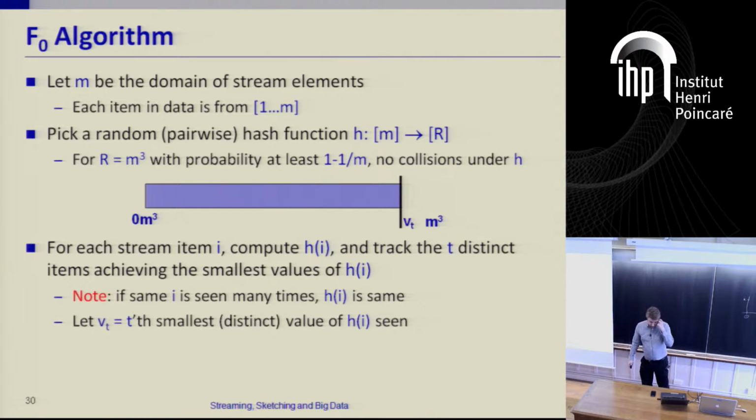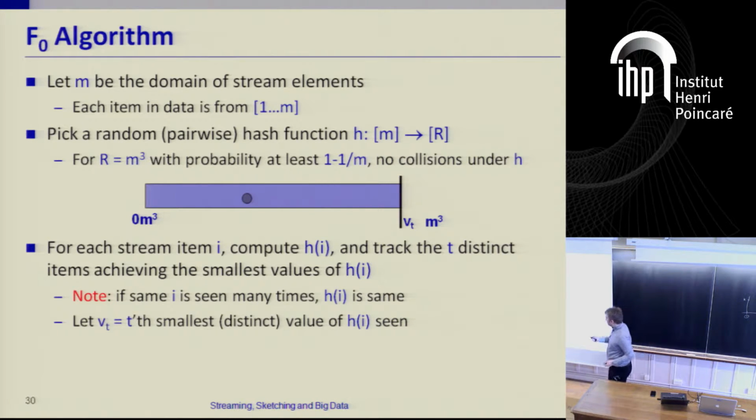So what do I do? I'm going to track information about how the elements in my input map into this hashed space. For each element that arrives, compute its hashed value under this hash function h. And rather than tracking all of them, I'm just going to track a subset. I'm going to track some number t of distinct items that achieve the smallest values of this hash function.